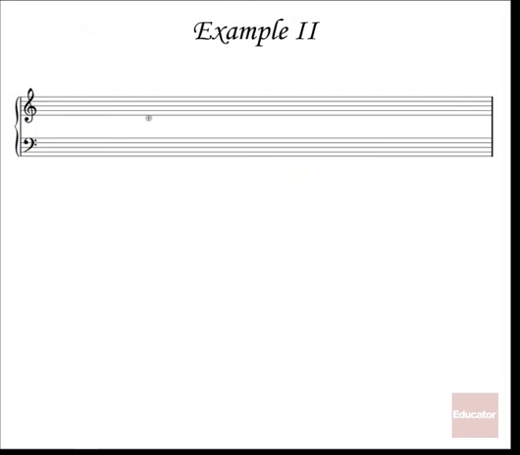Okay, for example number 2, let's look at another set of harmonies. So maybe a 1 to a 6 to a 4, and then 5 and 1. And so again, with these part writing exercises, you always want to keep the common tones held over, and then move the other voices to the closest possible note.